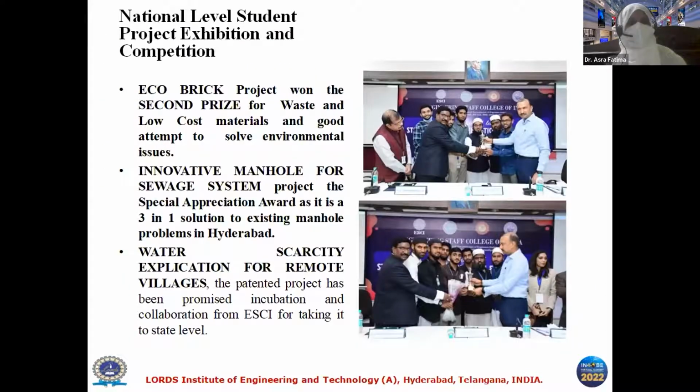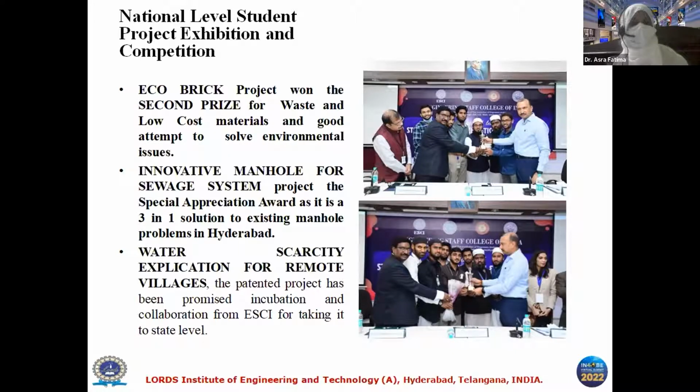Then various other projects which you can see, national level project exhibition, they have also proposed the Eco Brick project, and they have bagged second prize for the waste and low cost materials and a good attempt to solve environmental issues, because actually Telangana, though we have rainy season, the climate becomes very humid. And also in summer it will be going around 40, 45 degrees. So eco bricks are being considered as one of the good bricks, which apart from the clay brick and the hollow blocks, eco brick is being considered as one of the best bricks which can help in maintaining the temperatures of the room.